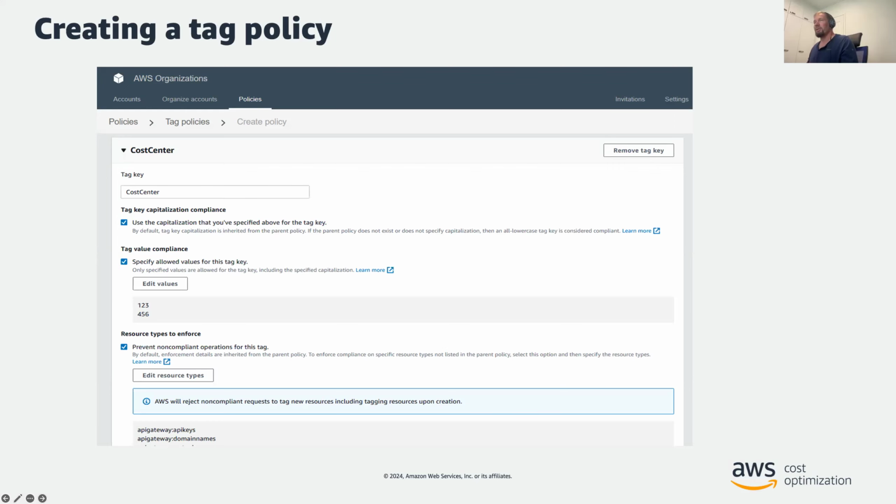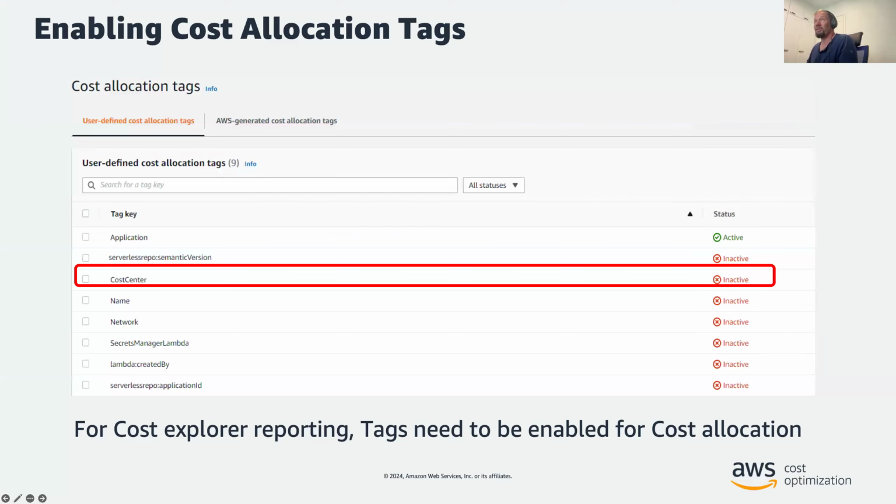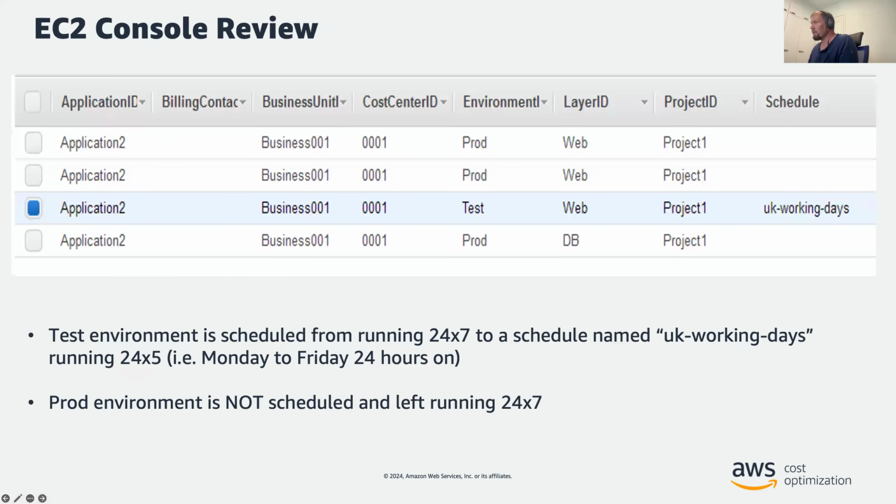Cost reporting using tags. And next one. So how do you enable a cost allocation tag? You would go into the billing console, and there is a cost allocation tags section. To enable, you basically just click the inactive one, and then you select to enable it. Take the next one.